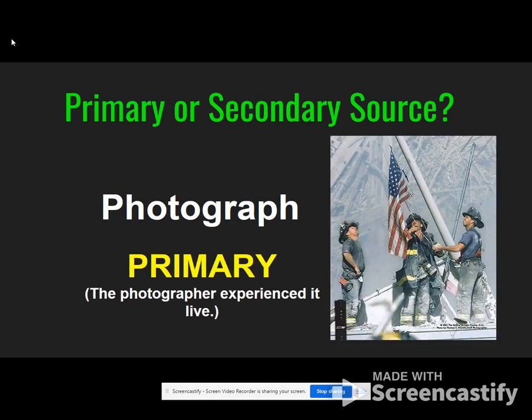A photograph. A photograph is a primary source. That's because there was a photographer there that experienced it live. So in this example, it's after 9/11. You see the debris in the background. Firemen raising a U.S. flag. There was someone present who took this picture with a phone or a camera, who witnessed it live, and therefore this is a primary source.